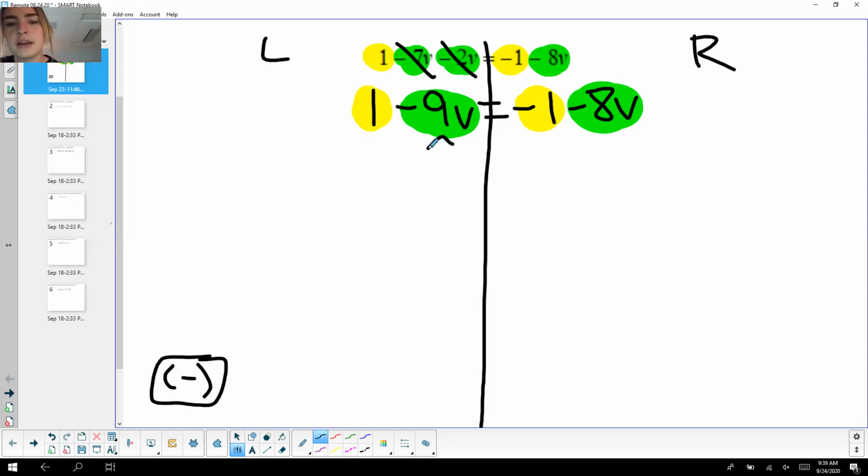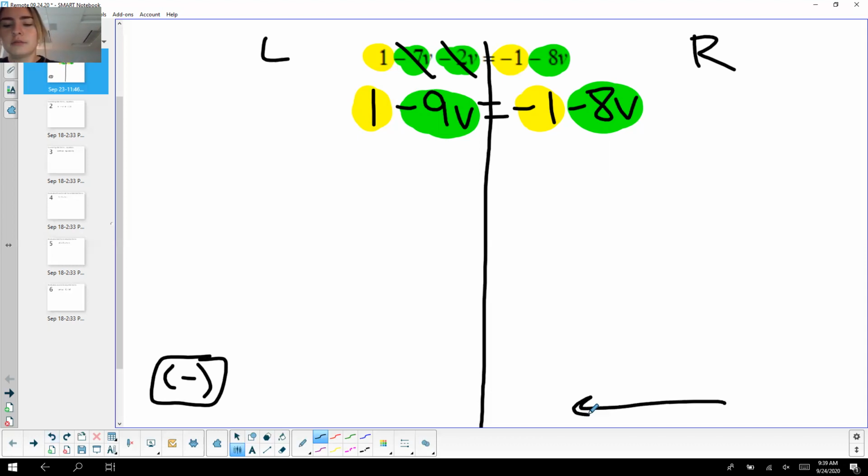So if I'm looking at -9v and -8v, I want you to think which one is smaller. And this is tricky because some people are like, well, 8's smaller than 9, so -8. But if we're thinking about a number line, looking on a number line, you think when you're comparing negative numbers, think about which one's further from 0.